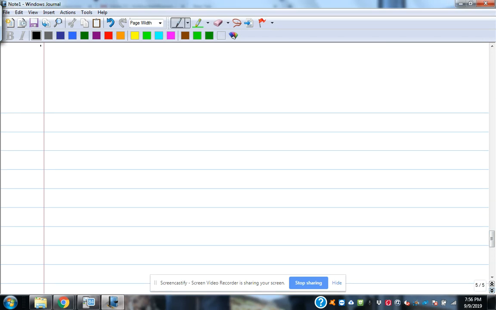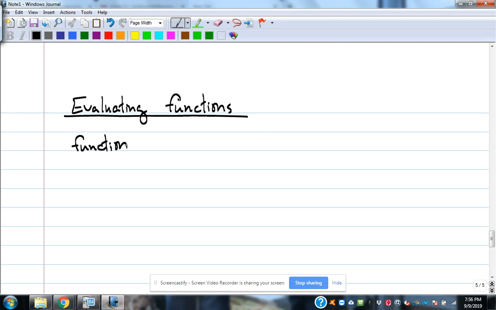Let's look at the next thing, evaluating functions. Same section, just a different topic inside that section. Evaluating functions. This is function notation. When you're dealing with function notation, f of x is the same thing as y. Okay, so when we talk about x and y, f of x is the same thing as y. All right.